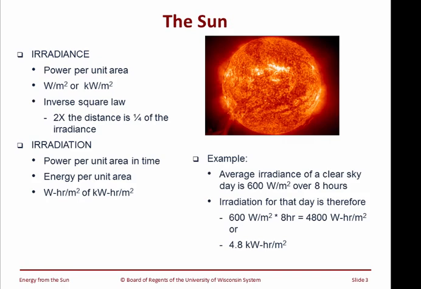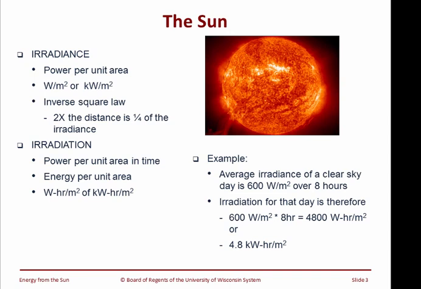It is important, of course, to start with the sun when discussing photovoltaics. And there are two measurements at the Earth's surface that we want to consider. One is irradiance, and the second is irradiation. Irradiance is the power per unit area, whose units are either watts per meter squared or equivalently kilowatts per meter squared. Irradiance follows the inverse square law. So if we're twice as far from the sun, we would only get 1/4 of the irradiance.